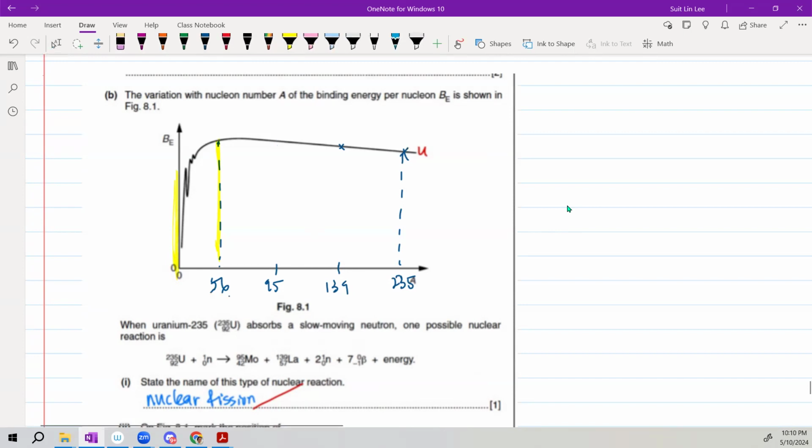So actually 95 should be closer. Because 95 to 56 is 40. But 0 to 56 is 56. So somewhere here. So it should be 95. And 139 should be somewhere in the middle. 139 somewhere here. 235, something like that. They are not very strict about this one. Just make sure it's not too out of the way.